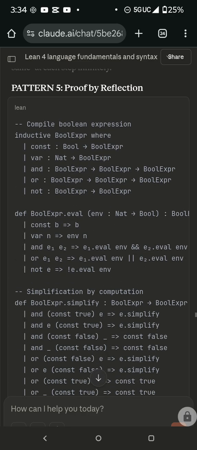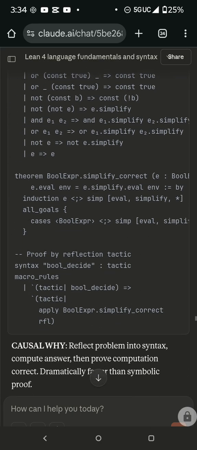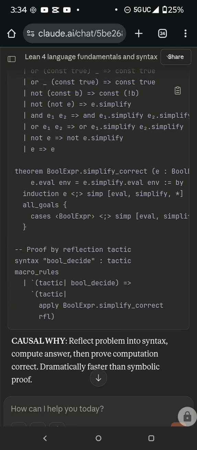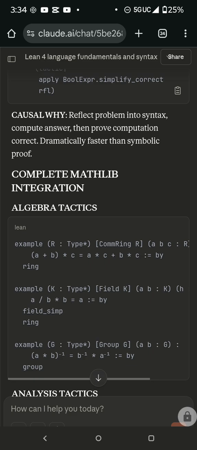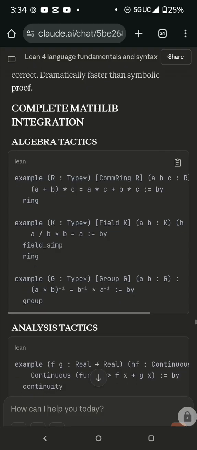Pattern 5, proof by reflection. Mentioned earlier, compile Boolean expression. It offers this. If there's any advancements beyond what was shown prior, they might be here. It looks a little longer, right? Causally, reflect the problem into syntax, compute the answer, then prove the computation is correct, dramatically faster than symbolic proof. There could be value for that in the right context, complete MATLAB integration.